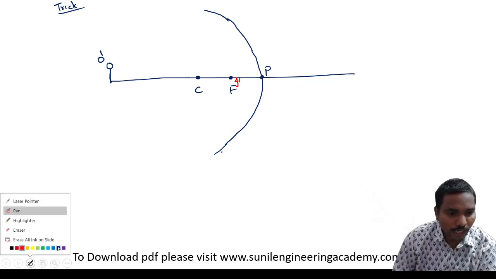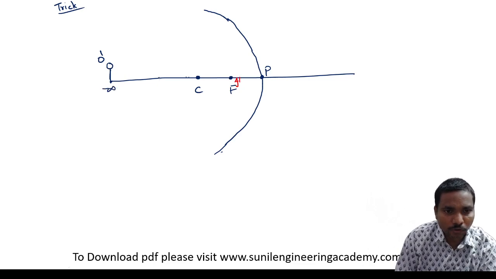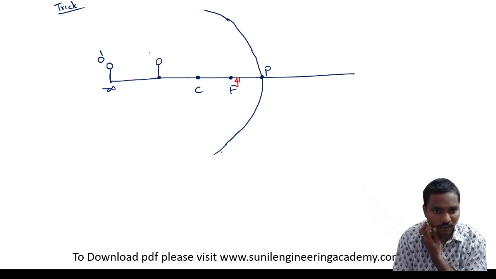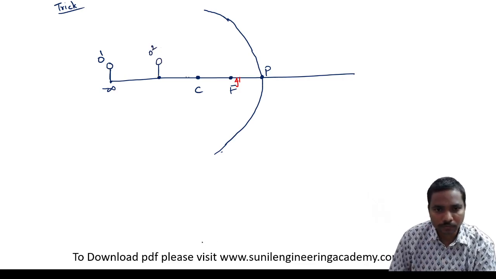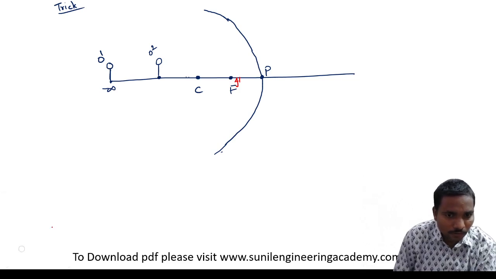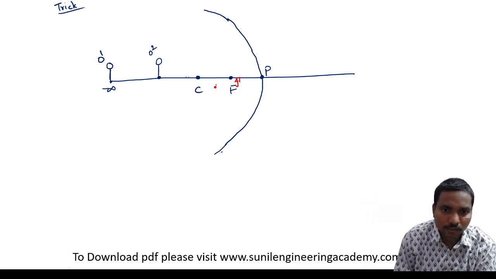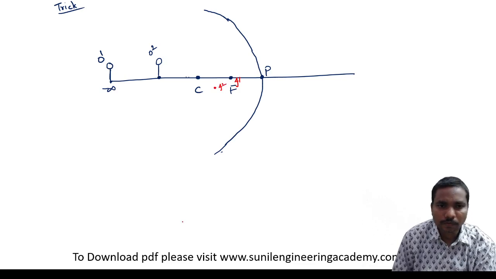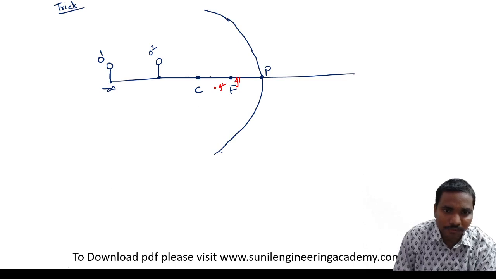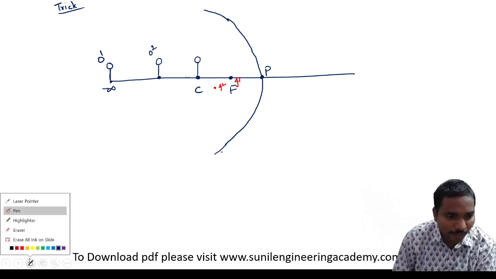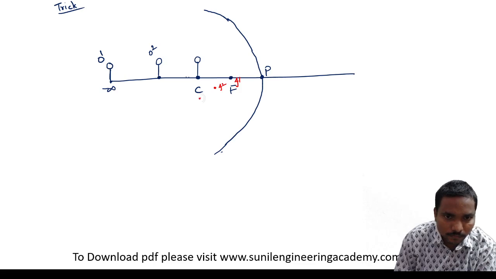And whenever you move your object from infinity to between center and infinity, like this, this is your object position 2. Then where is the image formed? Image is formed between C and F, correct? Between C and F. So this is your image 2. And again you move your object to the center of curvature. Then your image is at the same place, at the center of curvature, correct?